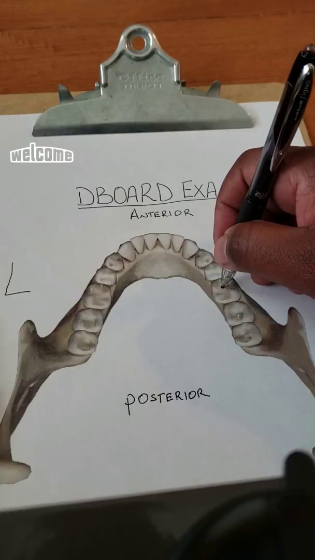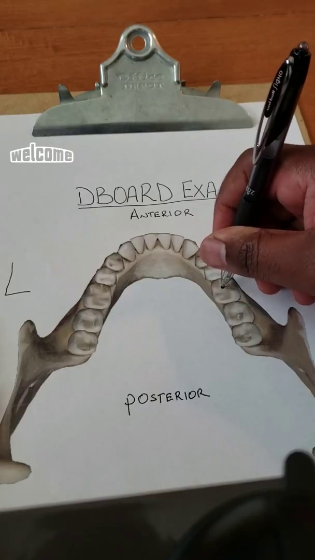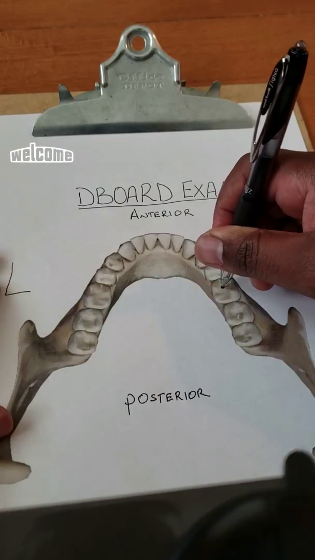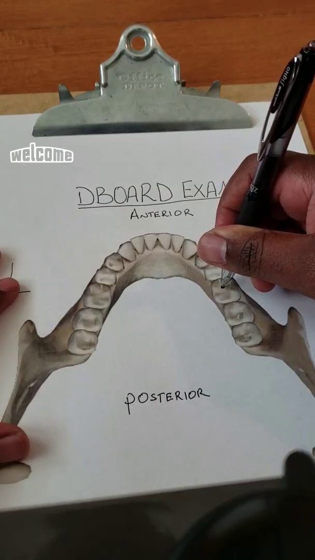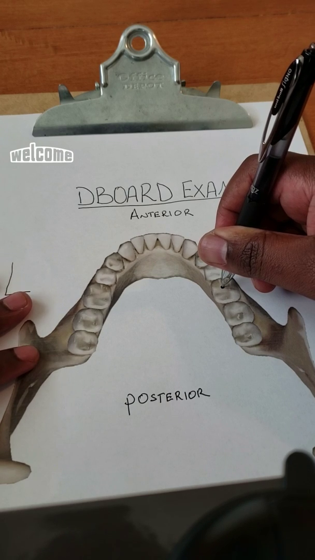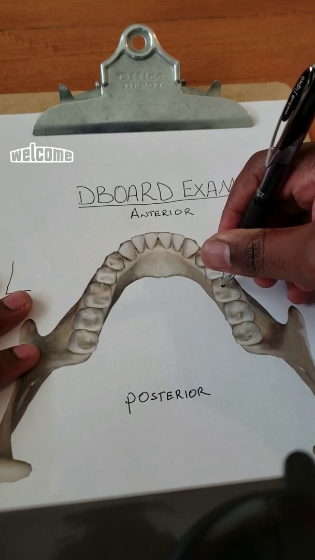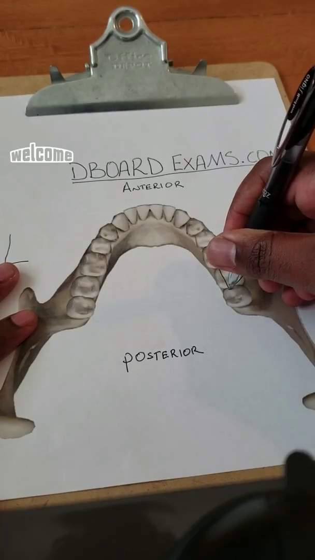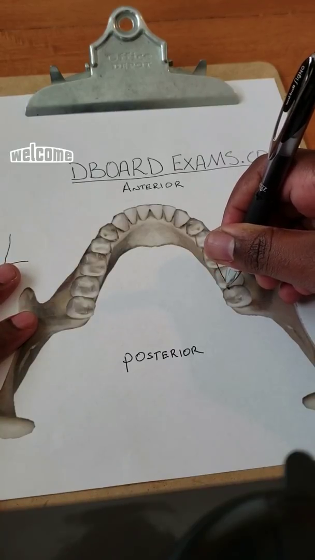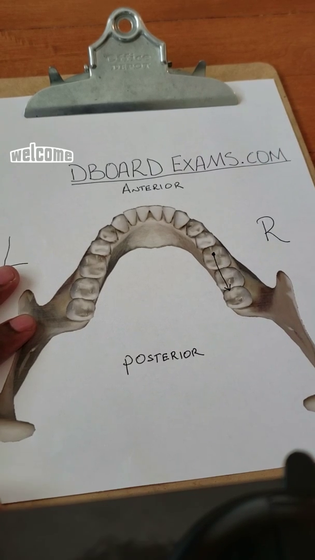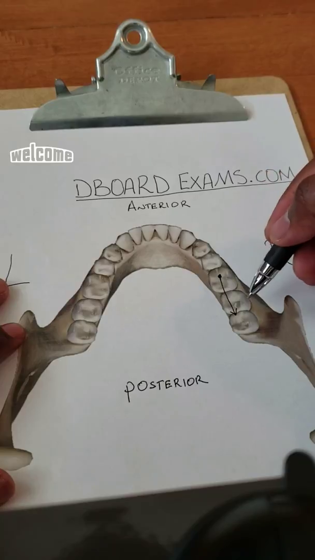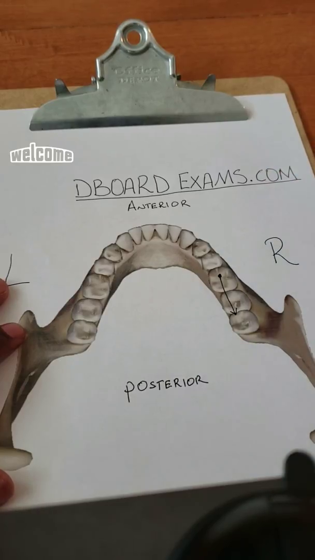So if this is a maxillary cusp tip here, and the mandible moves forward, what happens when the mandible moves forward? Look at this. The mandible moves anterior. You see where the line is? So now the arrow is pointing backwards. So this is a protrusive movement.